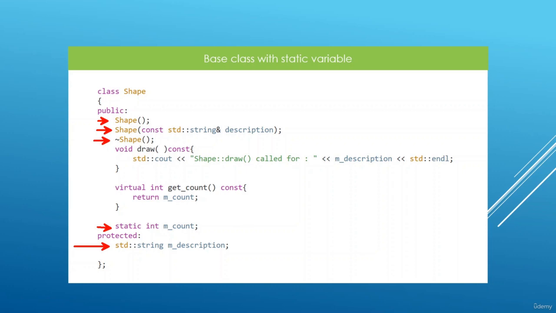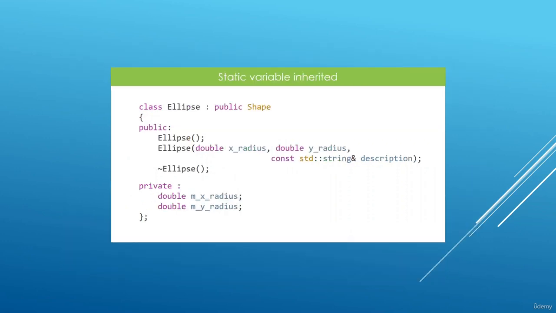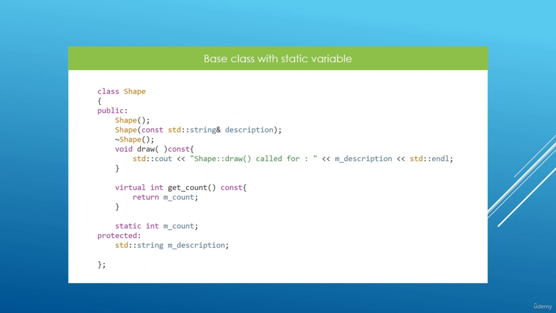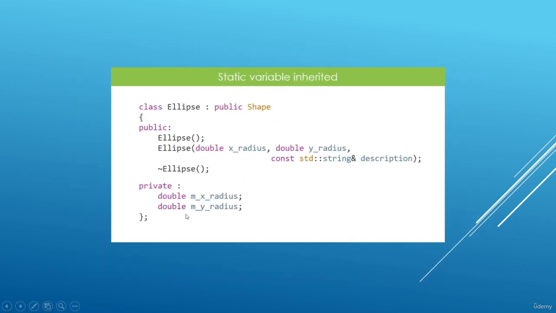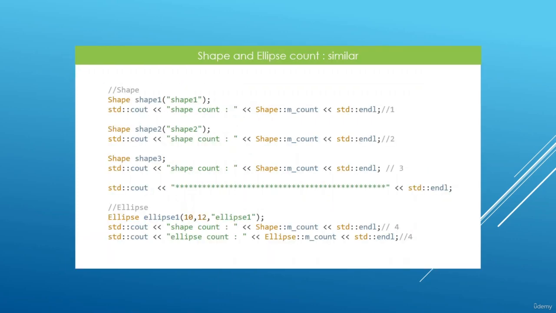Now, we have a shape class. If we inherit from it and create an ellipse class, for example, we're going to have all the data that was public in our base class to be public in this class as well. So by that logic, we are also going to get this static variable inherited, and we're going to be able to access it from ellipse objects. Let's try and use this in code here to really drive the point home.